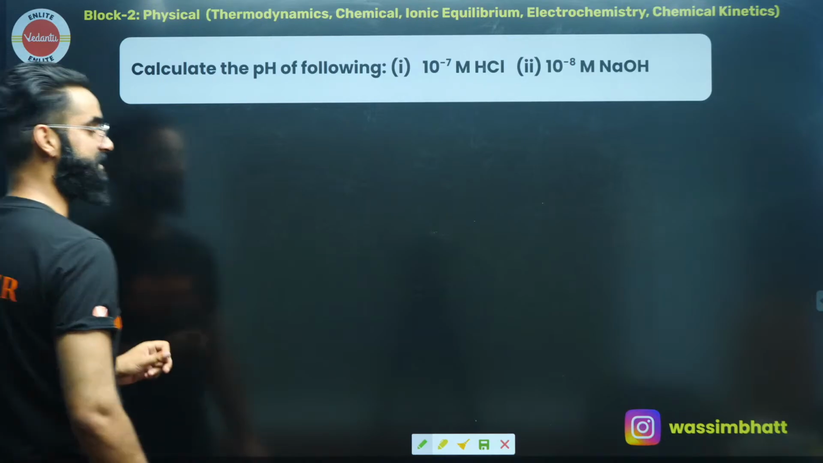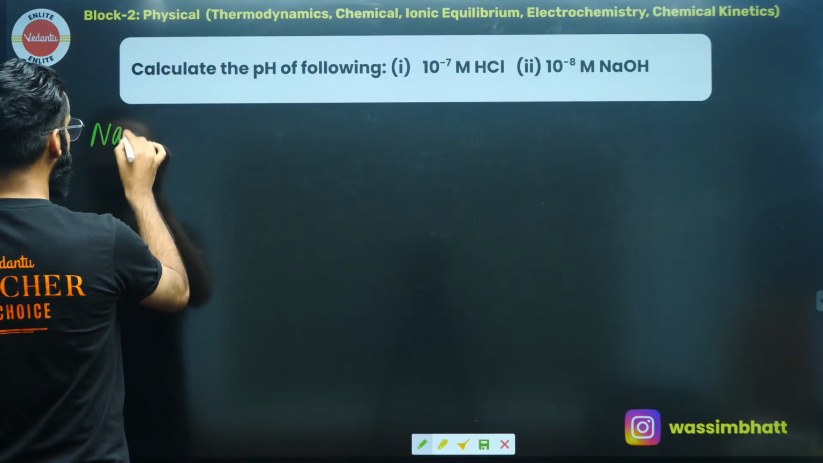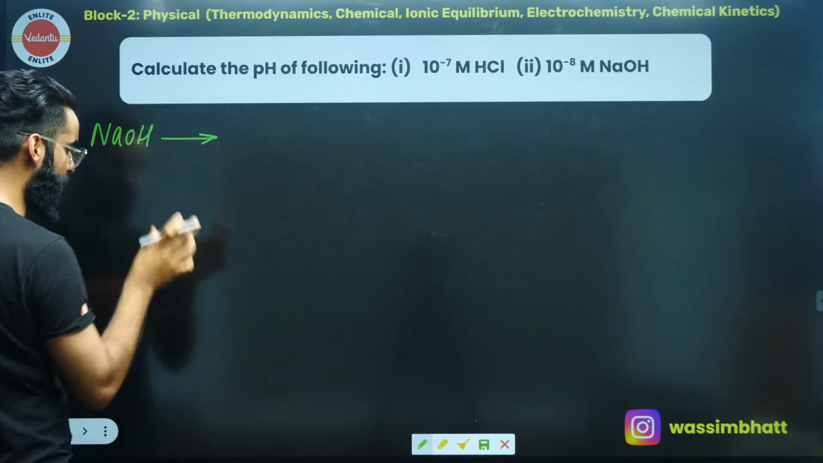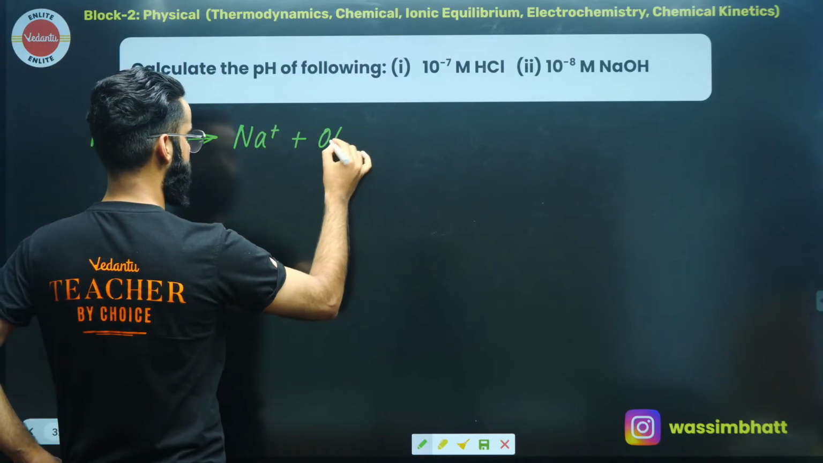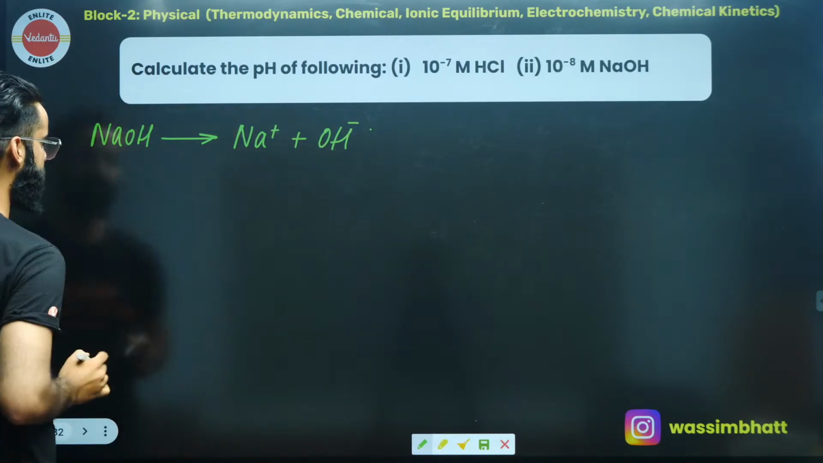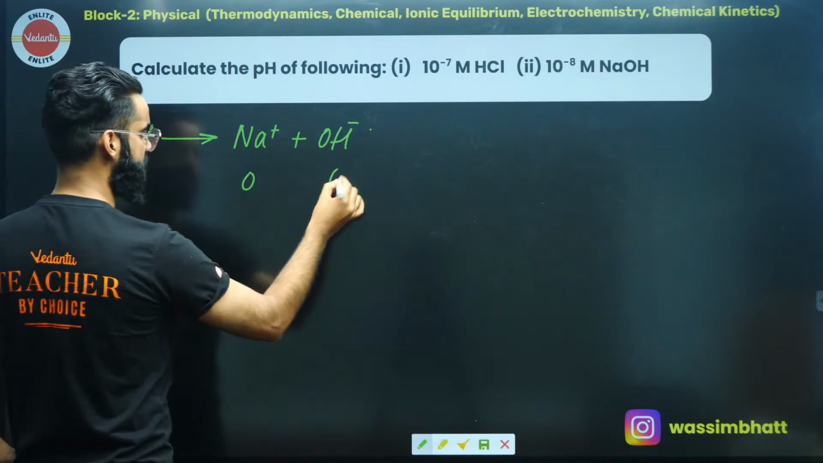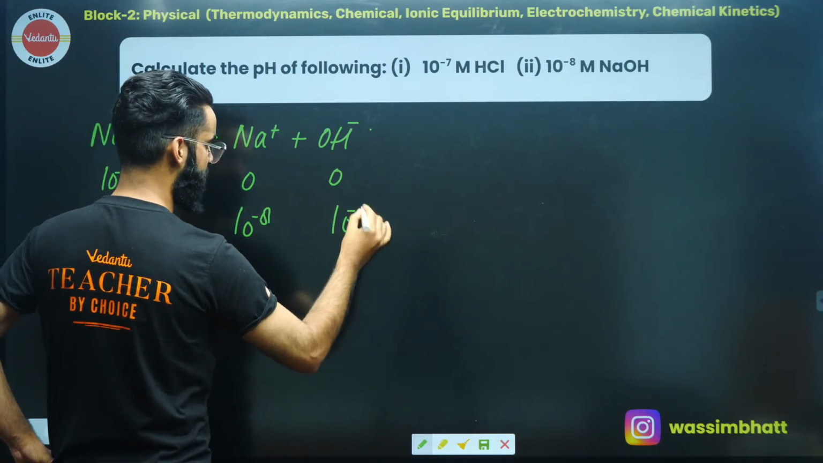Look at the next question, my dear people. It's 10 raised power minus 8 molar NaOH. Now in the container, you have NaOH, which is again a strong base. You're putting this NaOH into the water. It will get completely dissociated into Na positive aqueous plus OH negative aqueous, right? Now its concentration is given as 10 raised power minus 8 molar. So this will be 10 raised power minus 8 molar, and this will be 10 raised power minus 8 molar.